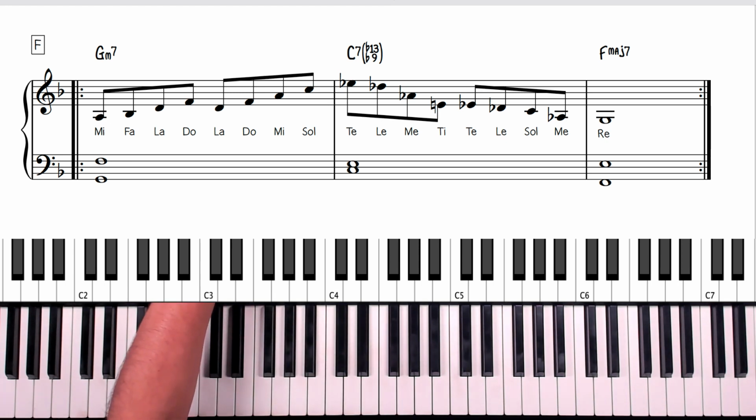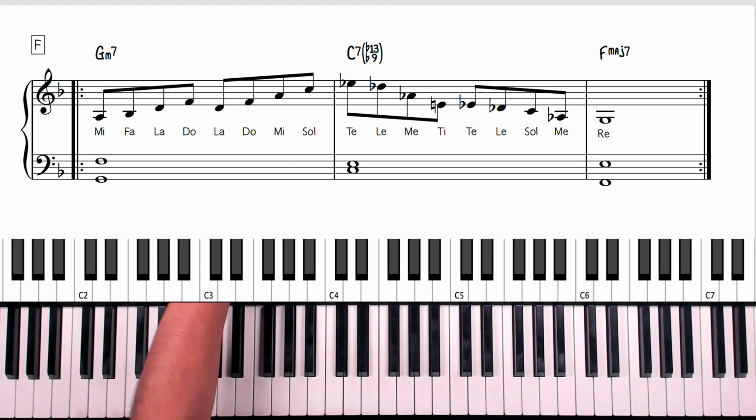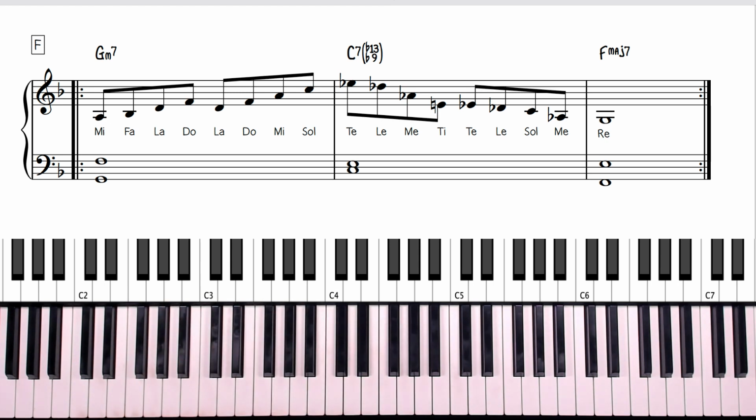Okay, so now we're going to play with the band and we're going to change the groove. So now it's a swing feel. 1, 2, 3, and. Oops, what did I do? One moment. Okay, now I'm fine. 1, 2, 3, and.